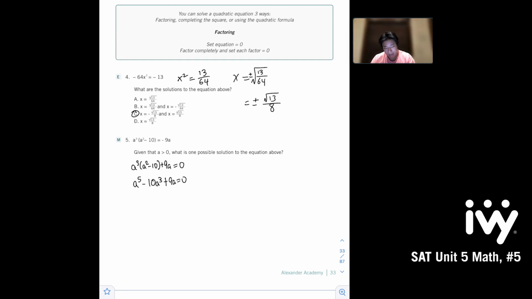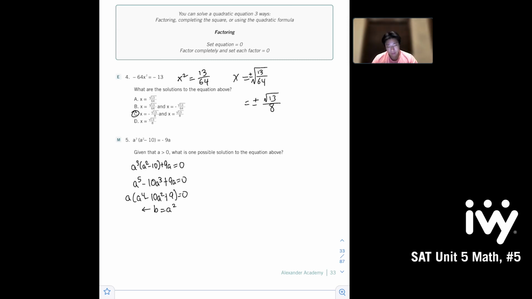Now we can factor an a out. So we're left with a times a to the 4th minus 10a squared plus 9 equals 0. So now this looks a little bit more familiar, but we still see a to the 4th and a squared, which we're not as familiar with. We can employ a little bit of a trick here. What we're going to do is at this point, we're going to substitute in a value of b. And this b is just going to be equal to a squared.